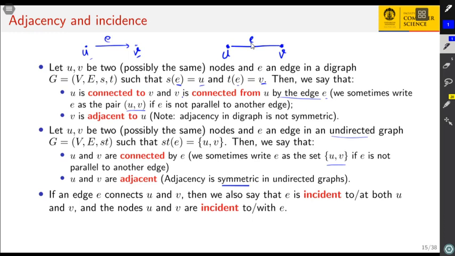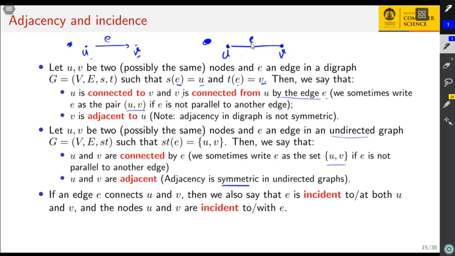Now, if you have these connections, then we will say that E, the edge, is incident to both U and V. So E is incident at U and at V. And the nodes U and V are incident to the edge. So incidence is a closely related notion. If V is adjacent to U, then there must be an edge incident to both of these nodes.